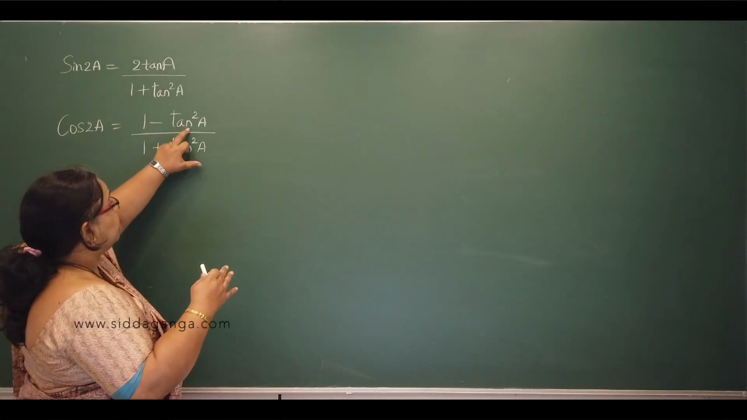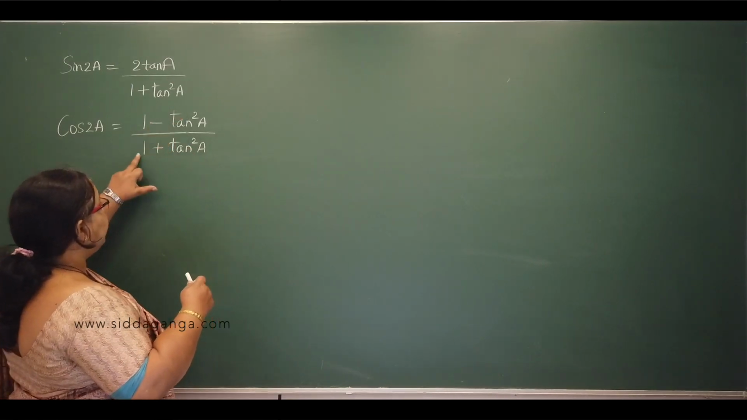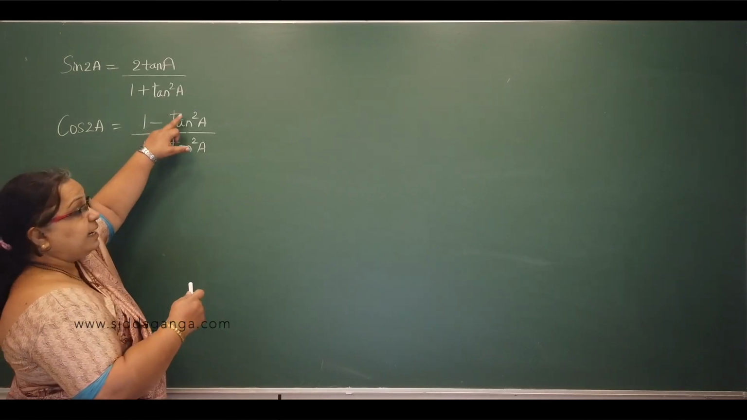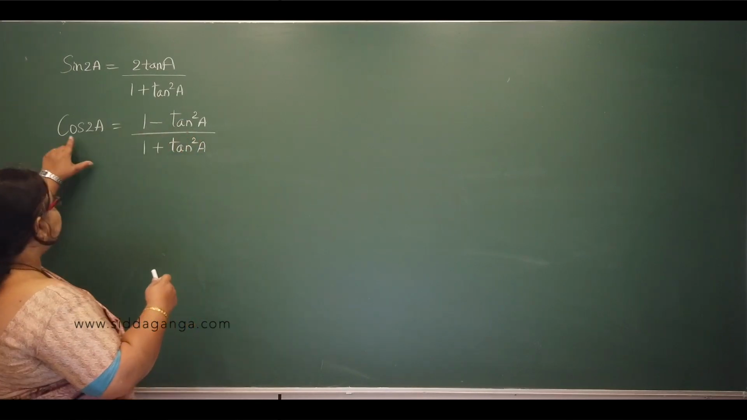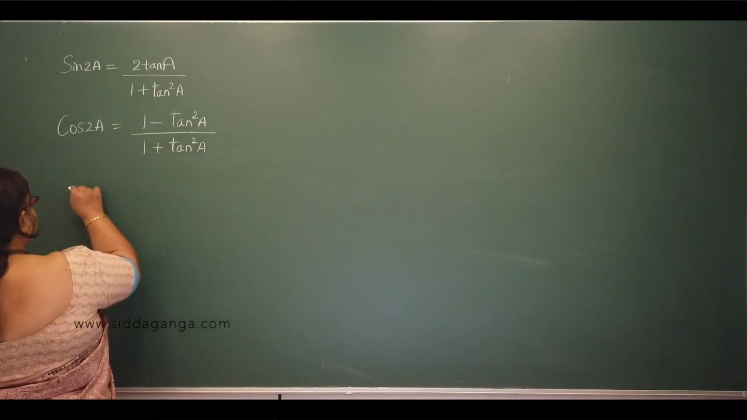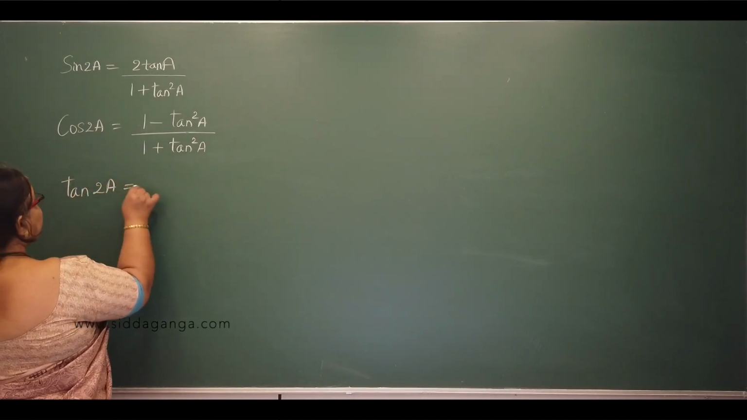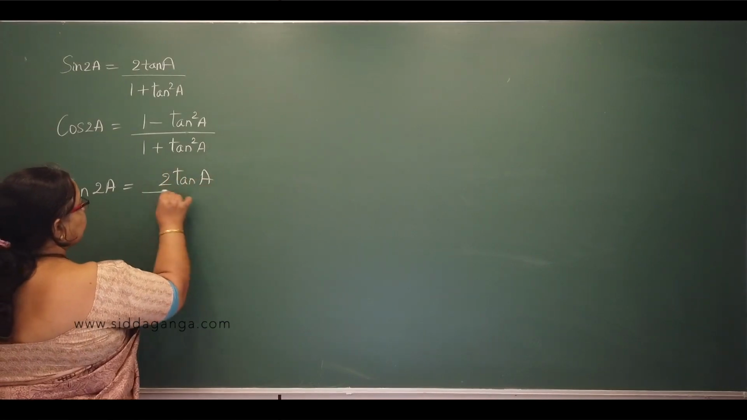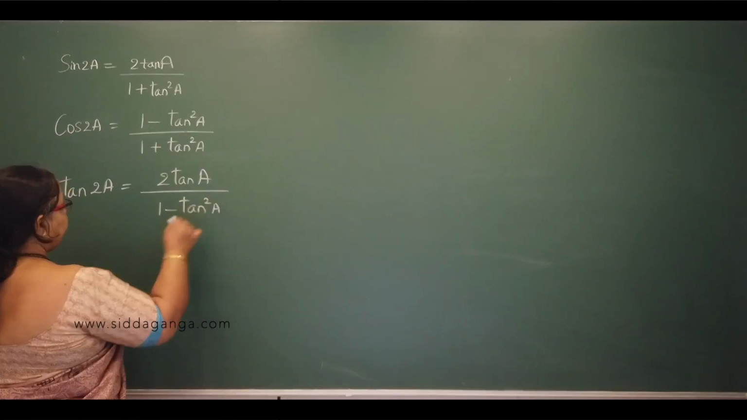Seeing such types of terms in inverse functions, we have to make a substitution. If it is in terms of 1 minus x square by 1 plus x square, in place of x we have to take tan A. We take x equal to tan A, then we can reduce it to cos 2A. Then tan 2A only in terms of tan ratio is 2 tan A divided by 1 minus tan square A.